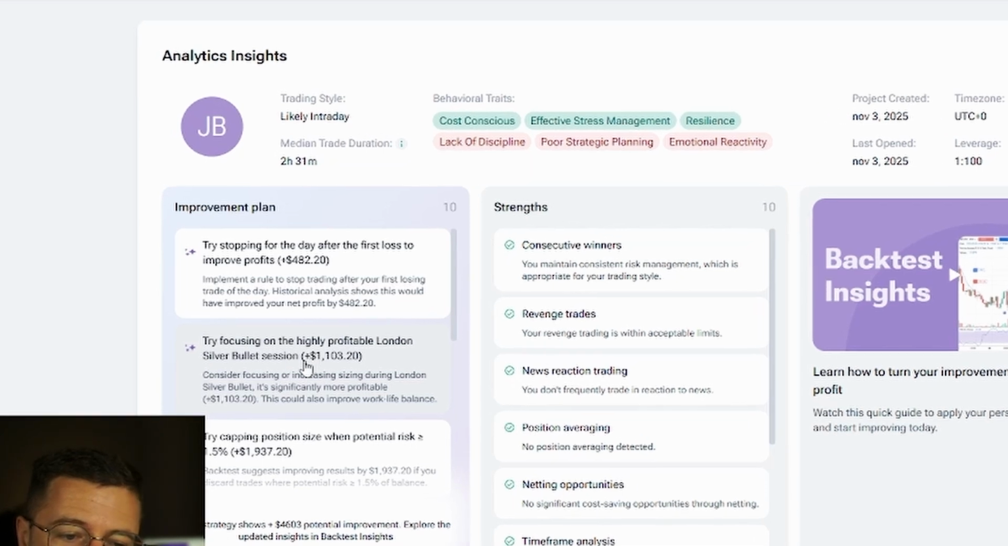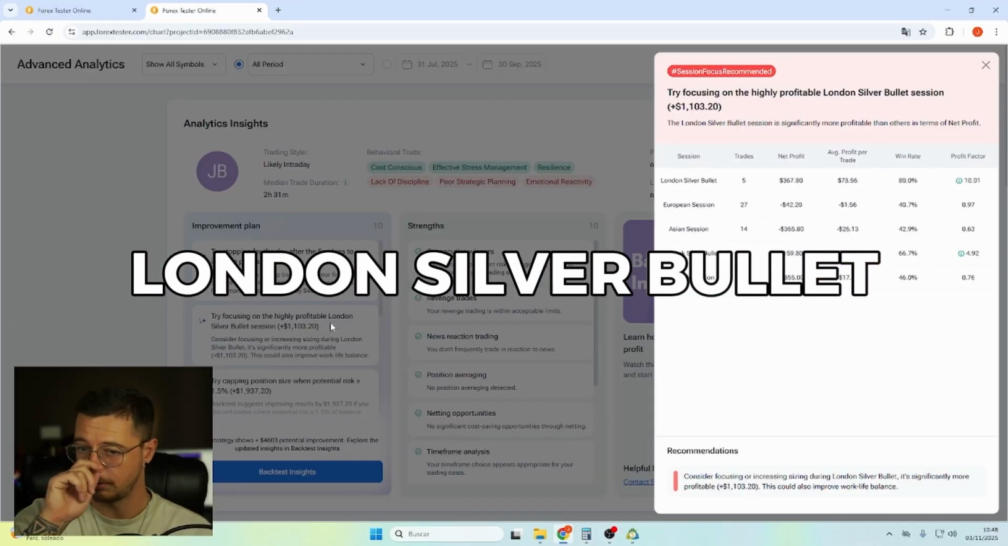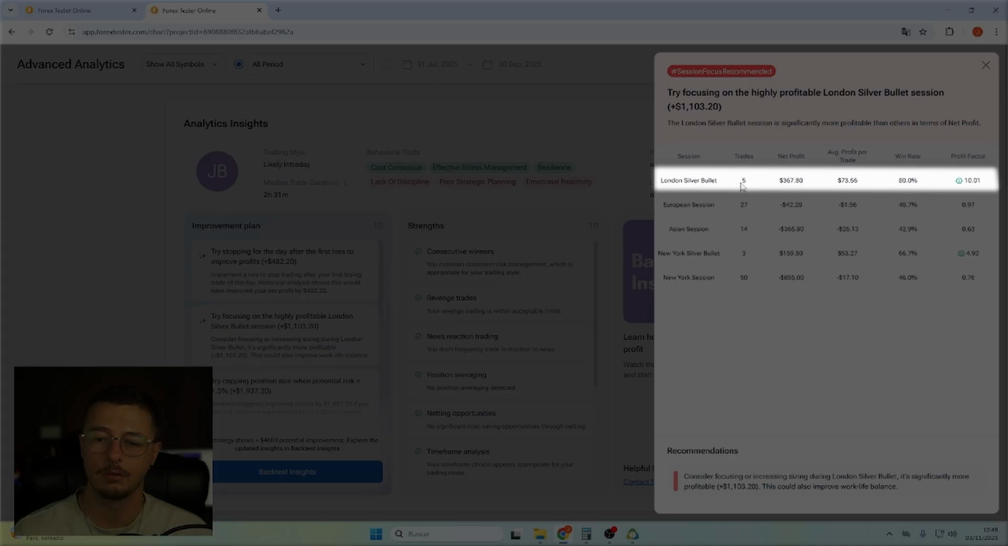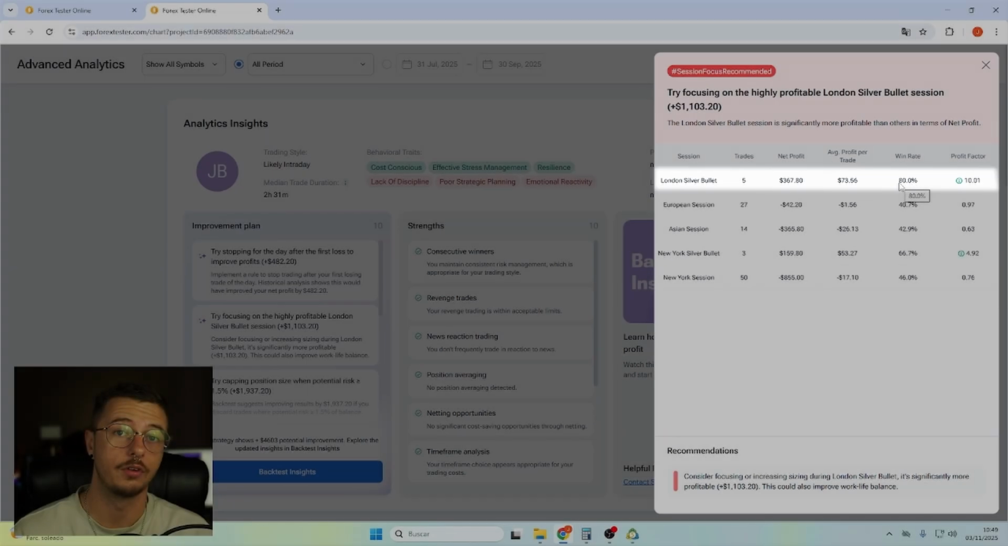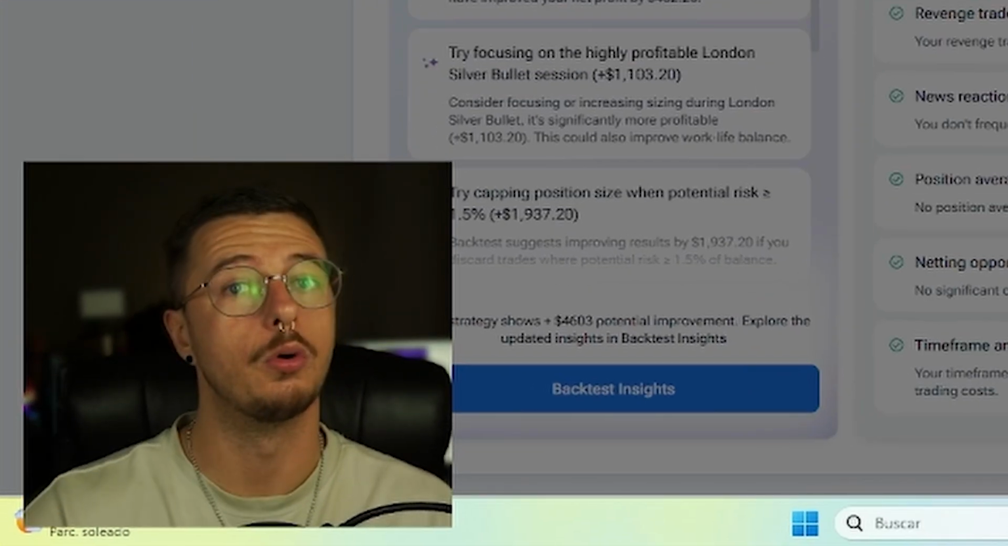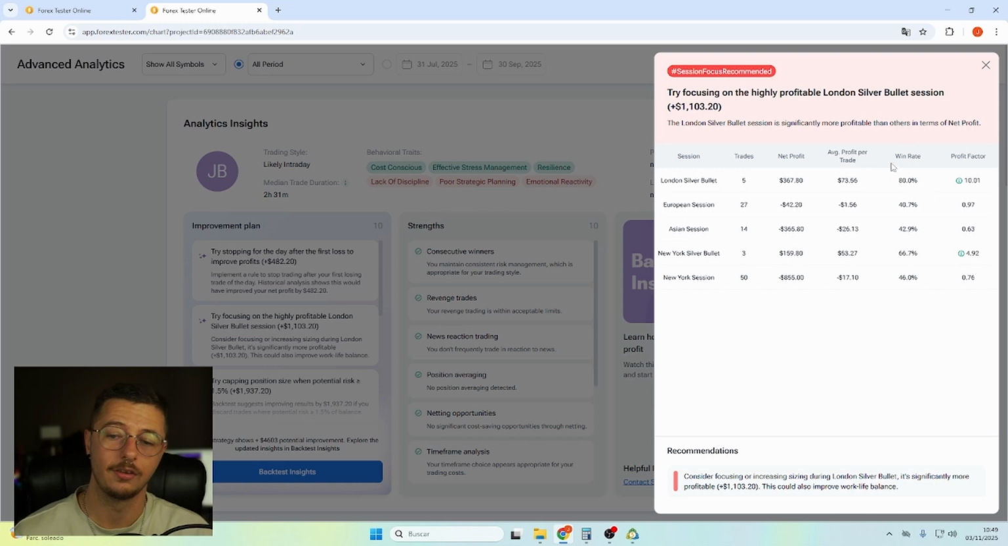Another thing that it says here is try focusing on the highly profitable London silver bullet session. Basically what it's saying here is that the trades that I did in the London silver bullet session had a win rate of over 80%. So obviously I might have to focus more on looking for trades in this session.